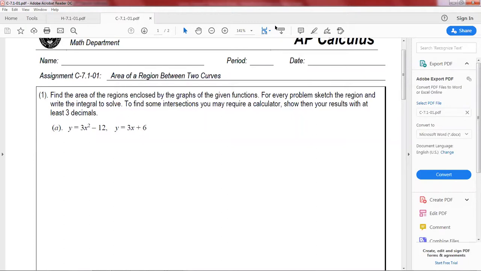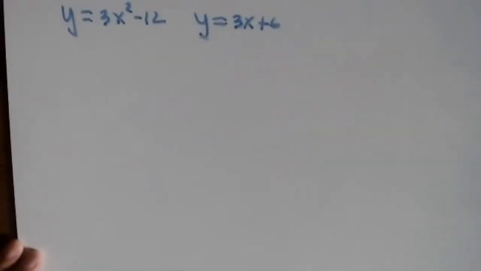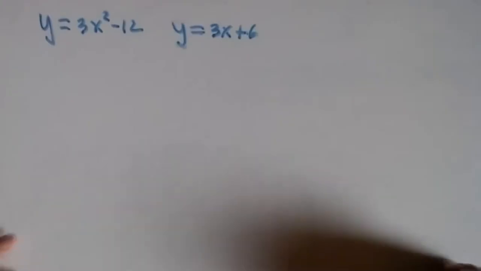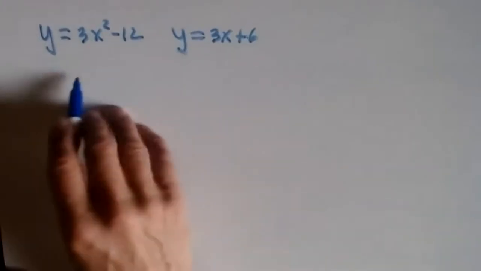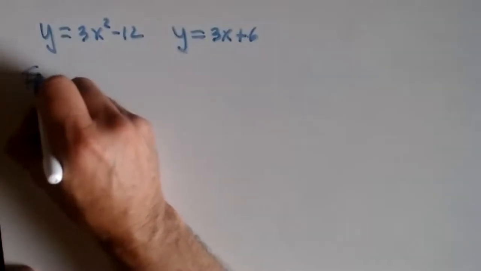So I have here the area between y equals 3x squared minus 12, y equals 3x plus 6, right? Okay. So this is what we have to solve now. And again, what is the procedure? Because there are no points, x equals something, you have to find the intersections.